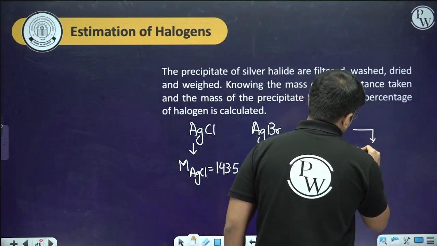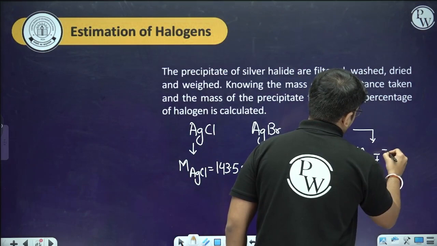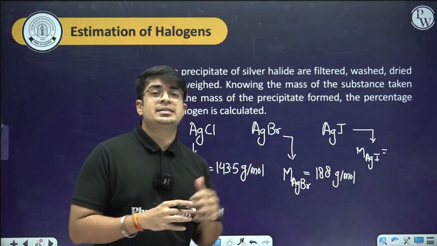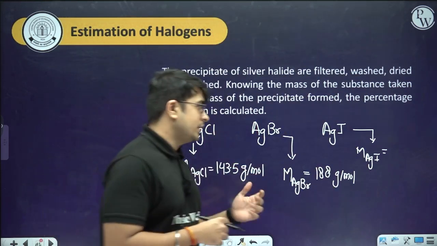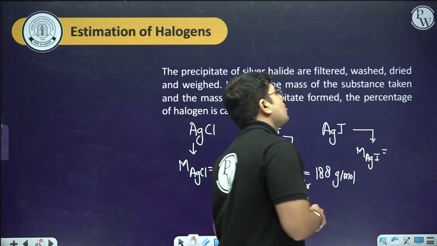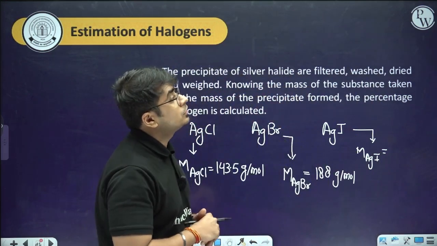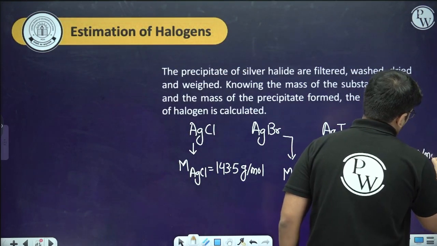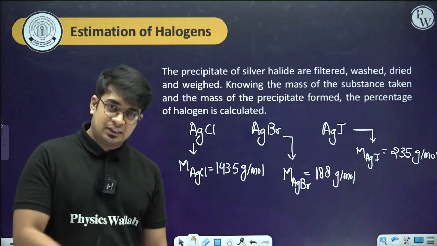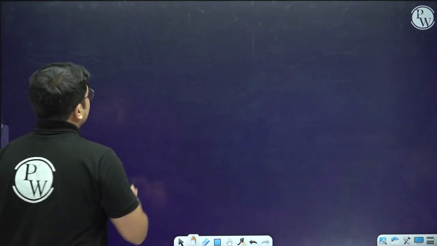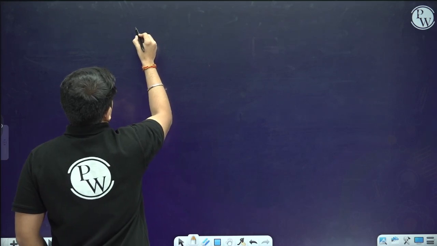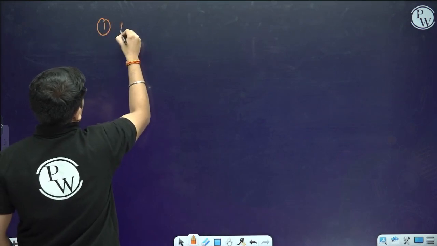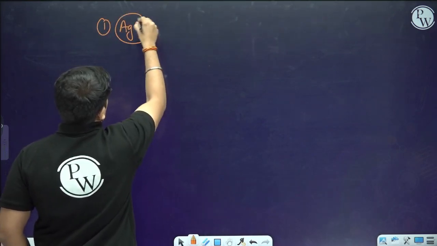In this case, the molar mass of AgI is supposed to be 108 for silver, and 127 for iodine. So 127 plus 108 should be 235 gram per mole. Why am I using this calculation? Because it will give you an idea of what's going to happen next. So let's say the first method, first part, is for AgCl.